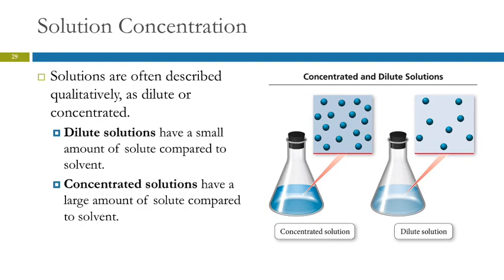So we have qualitative descriptions. These include words like dilute and concentrated. So a dilute solution would have a relatively small amount of solute compared to the solvent, and a concentrated solution will have a larger amount. So here's a concentrated solution. There's a lot of these little blue, I don't know what they are, little blue atoms or something in there. And this dilute solution, there's not as many. So these are relative terms. This one is dilute relative to that one.